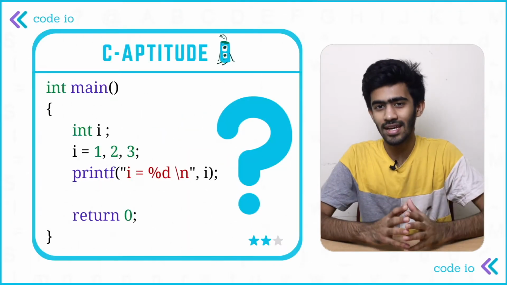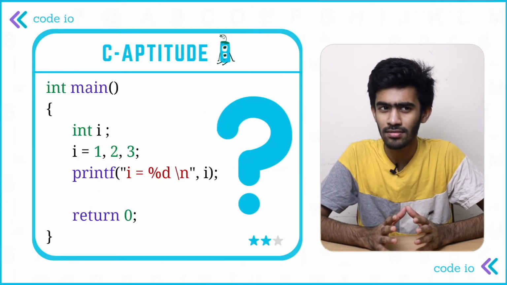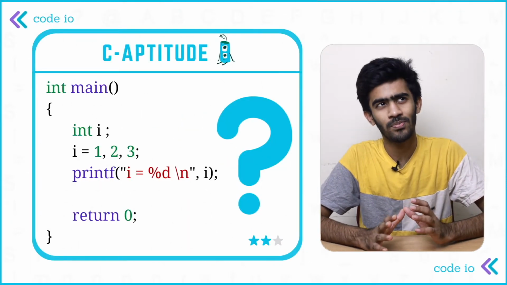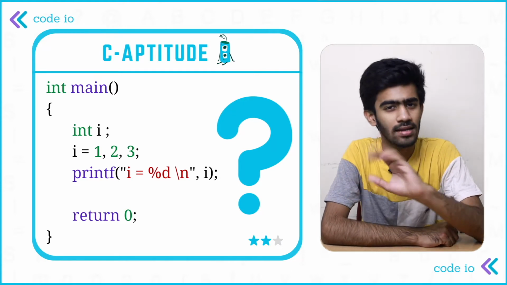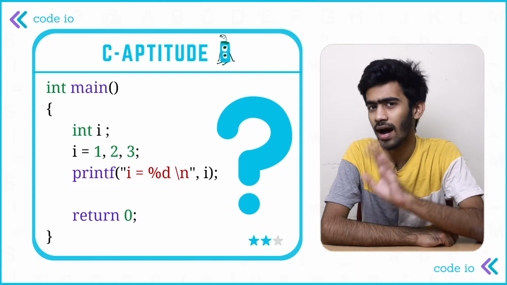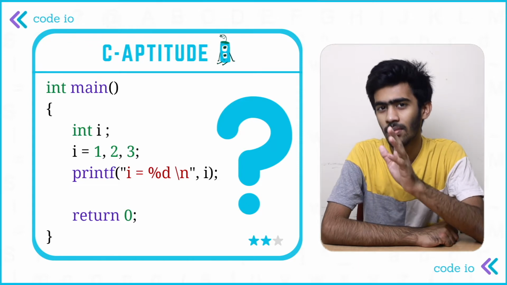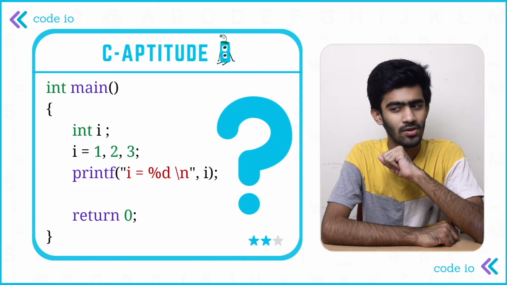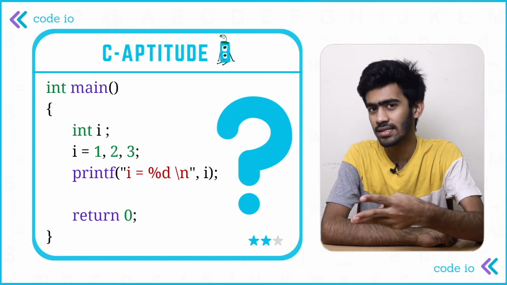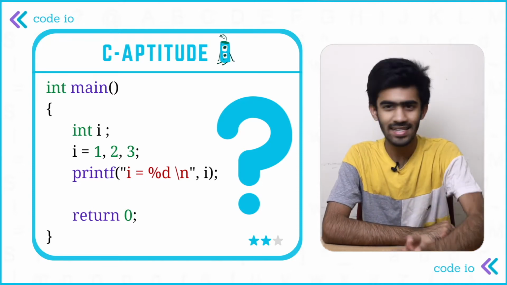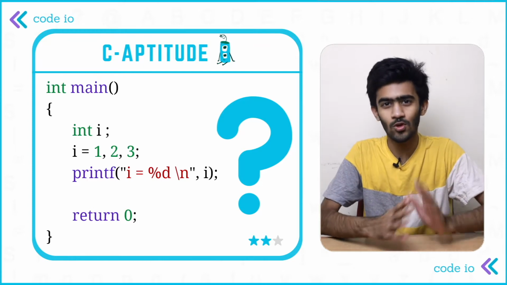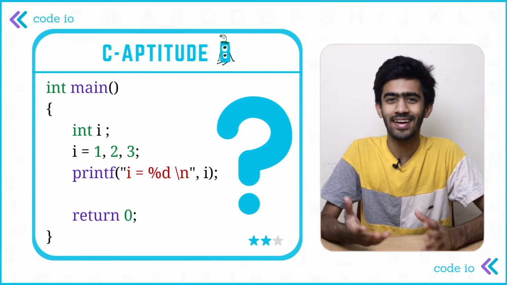Today's question is involving an integer that stores 3 values. Or does it? So here we have an integer I that is being declared in the first line. And then we have I is equal to 1, 2, 3. So there are 3 values 1, 2 and 3 that is being given to the integer I. An integer can store only one value. You should know that, you will know that, of course.